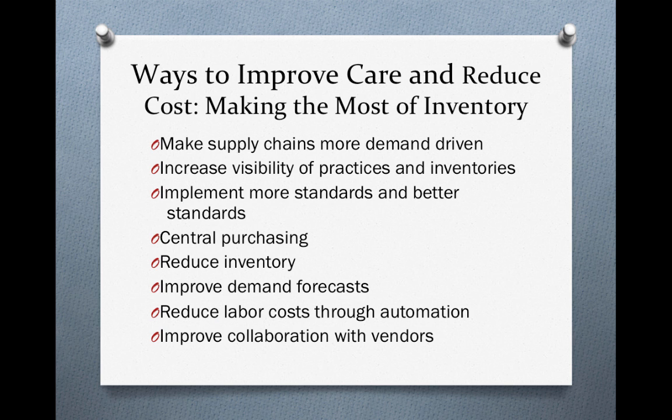Here are ways to improve care and reduce cost, which is making the most of inventory. Make supply chains more demand-driven. Increase visibility of practices and inventories. Implement more standards and better standards. Create central purchasing. Reduce inventory. Improve demand forecasts. Reduce labor costs through automation. And improve collaboration with vendors.